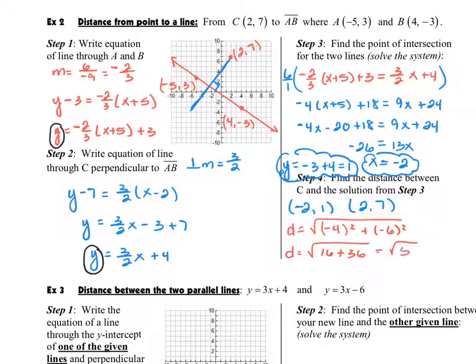That's the square root of 52. When I simplify that radical, I get 2 square root of 13. And that is the distance from the point to the line. Okay, so in the next video, we'll do the distance between two parallel lines, but I would say this is probably our most difficult.